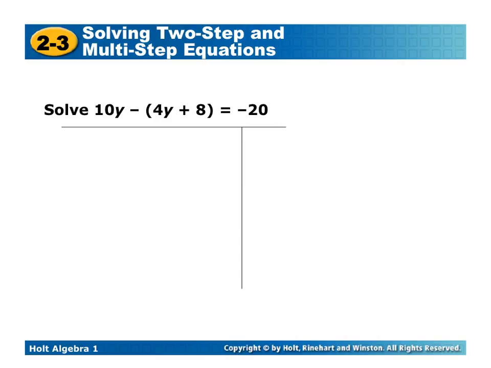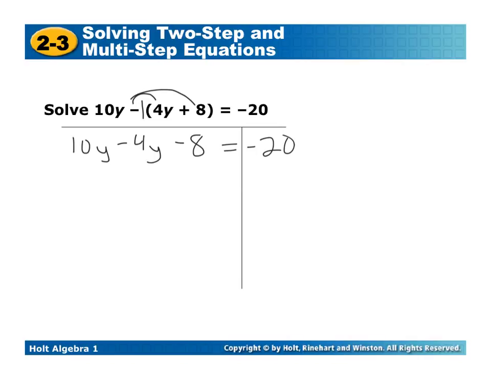Here we have 20y minus the quantity of 4y plus 8 equals negative 20. Now one thing I like to do is whenever you see a negative sign out in front of a parentheses like this, it's actually like a negative 1 out front, because that negative 1 is going to get distributed. So this is going to be 20y, negative 1 times 4y is going to be minus 4y, and then negative 1 times positive 8 is going to be minus 8. So it's really important that you're watching that negative sign because that's going to be distributed.